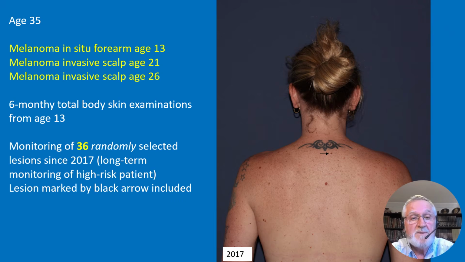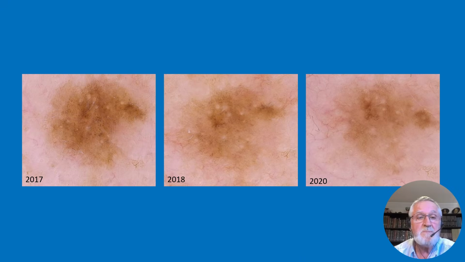Over that time, from 2017 on, we monitored 36 randomly selected lesions. This is normal long-term monitoring of a high-risk patient, and it included the lesion on her upper back just below the tattoo marked by the arrow. You can see the monitoring from 2017 to 2020. The lesion is involuting. It's going away. This is what nevi commonly do. We stopped monitoring it in 2020.